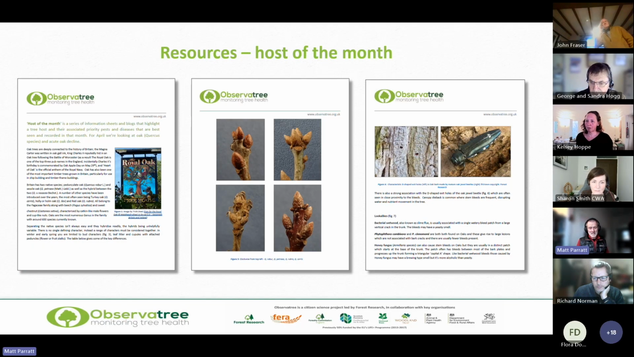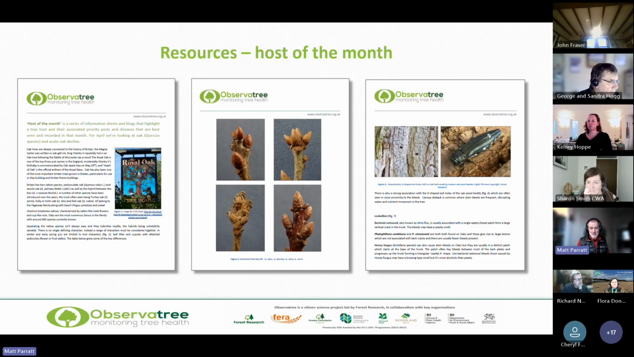So this includes a bit of background about the host. We also try and include some ID on the host as well. So oak is coming up soon. They're still not quite going to have their leaves up here in Scotland in particular. So we've got a little bit about how to identify 4 species of oak from their winter buds, for example. And then we go on to talk about acute oak decline. So there's lots of information there that you can access.